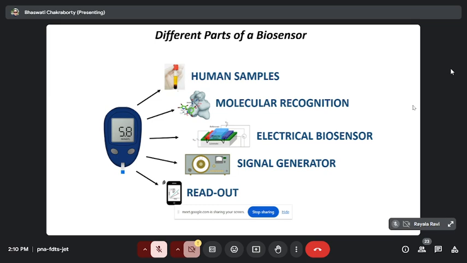And then come the electrical biosensors. There are different types of biosensors available these days, but mainly I'll be talking about electrical biosensors. There would be a signal generator which detects the biological interpretation in terms of electrical signals, and a readout element which would depict the graphs or results which happen on the sensing surface.